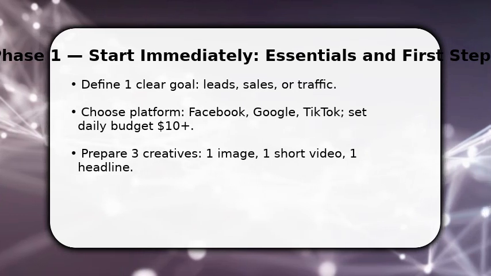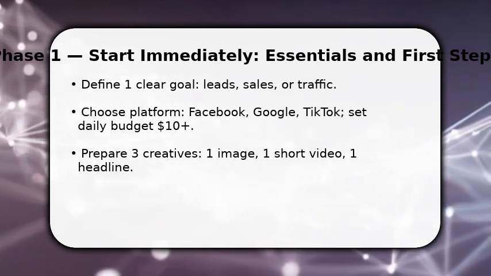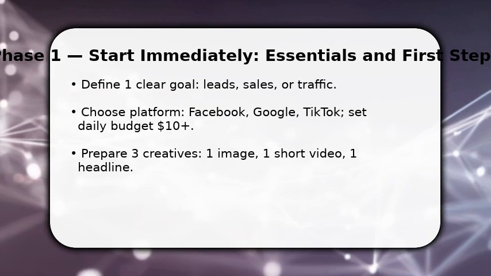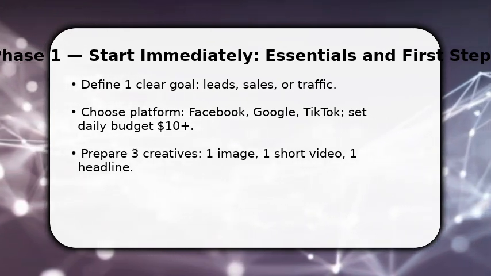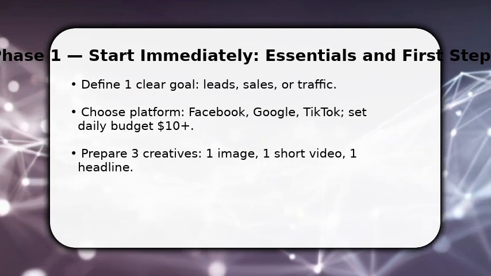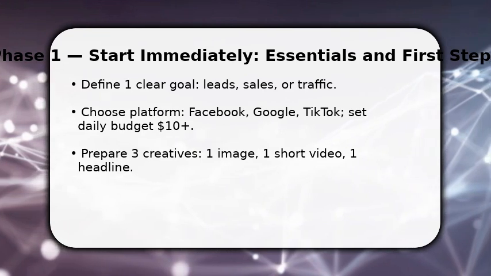You start by locking one measurable goal because unfocused campaigns drain budget fast. Once you have that, pick the platform that matches your audience and set a sensible daily budget. $10 is a practical minimum to get signal. Make 3 core creatives now: a single image, a short video, and a headline.